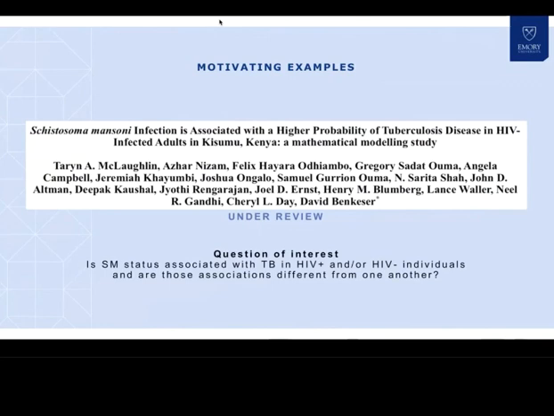So we know HIV is a risk factor for TB. It's implicated in the pathogenesis of schistosomiasis. And there's really no data out there that have examined this association in the presence of HIV status. So those are the questions we're interested in here. So there's kind of an overall question here, right? Is there an association with schistosomiasis? And then there's also an effect modification question.